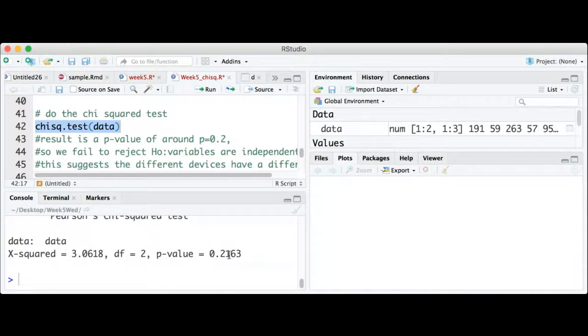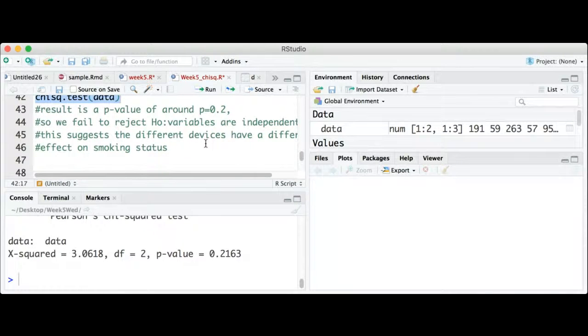We don't reject the null. We retain the null. So we can't reject the null, therefore we would conclude that we fail to reject it, therefore the variables are independent. They don't affect each other. So it doesn't matter what device you use, it doesn't affect your giving up or status of smoking. Okay.